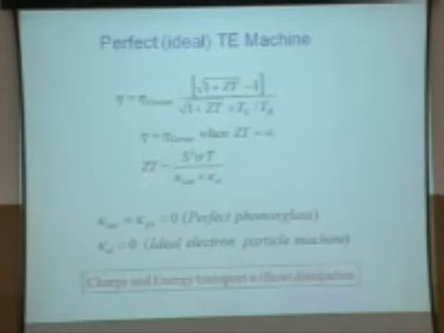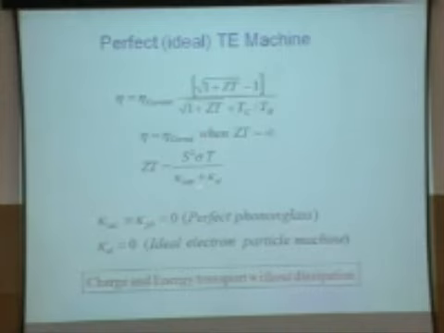ZT, as I said, is a dimensionless number. It depends on all the electronic and lattice or phononic properties of the system: S squared, sigma, T, this, that. So you have some conductivity, some thermopower, some temperature. The only way I can make ZT infinite is to make kappa lattice and kappa electronic zero, because they're all positive quantities. They can't cancel.